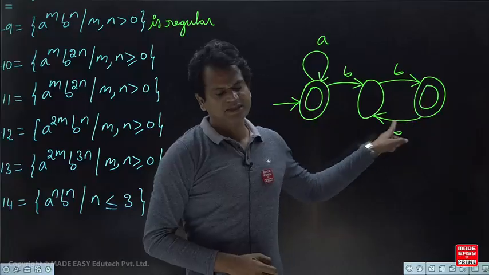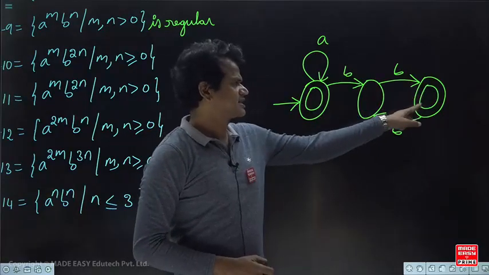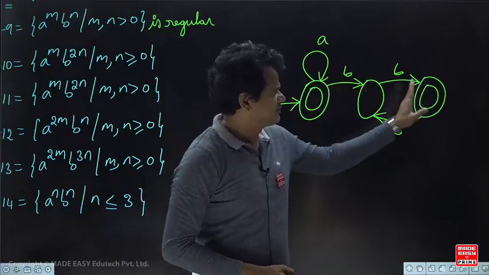Second B, accept. 3 B's, reject. 4 B's, accept. 5 B's, reject. 6, accept. 7, 8, 9, 10, accepted. Only B's accepted, even number.